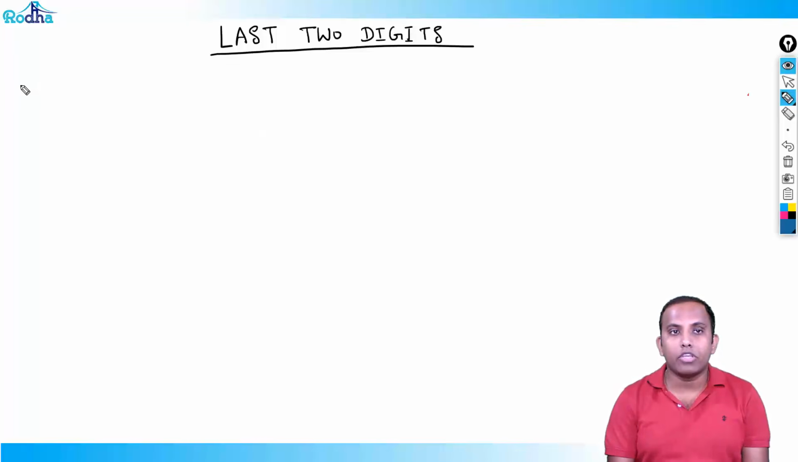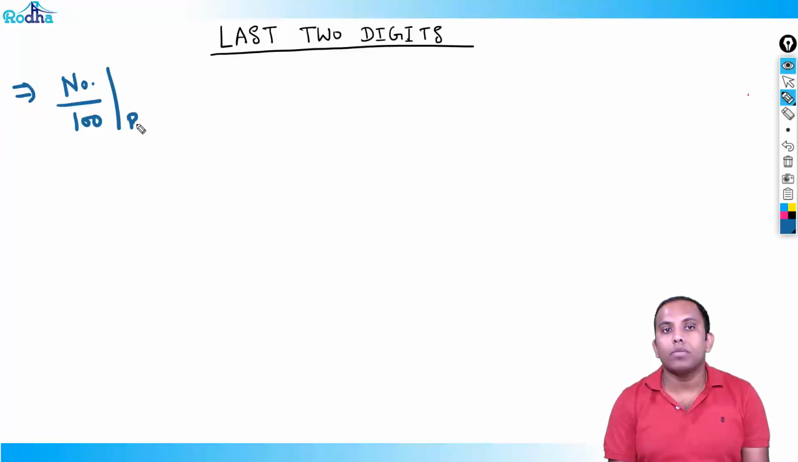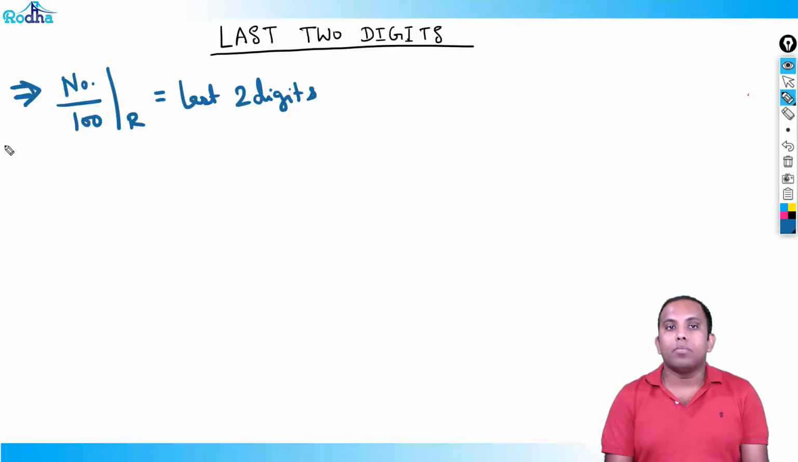So how to calculate last two digits? One method we studied in numbers, in remainders, in the second module, where we were calculating remainders. One method was that any number divided by 100, and taking the remainder, will give the last two digits. I explained why and proved it.